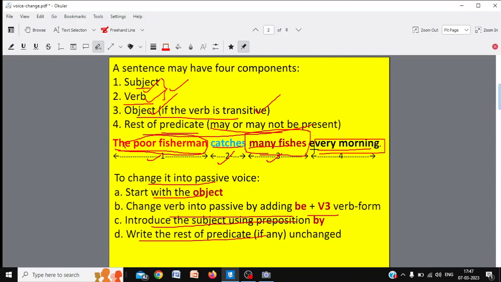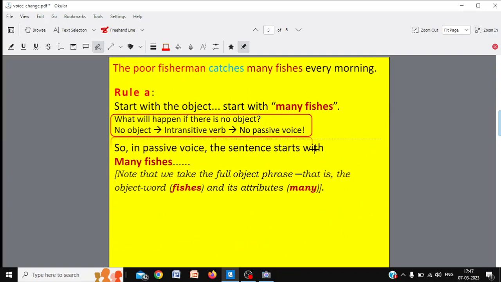So let us see one by one. The poor fisherman catches many fishes every morning. Start with the object. That means you will start with many fishes. And you may ask, what will happen if there is no object? If there is no object, it means the verb is intransitive. In that case, no passive voice is possible. You can change active voice into passive voice only if the verb is transitive. For an intransitive verb, there would be no passive voice.